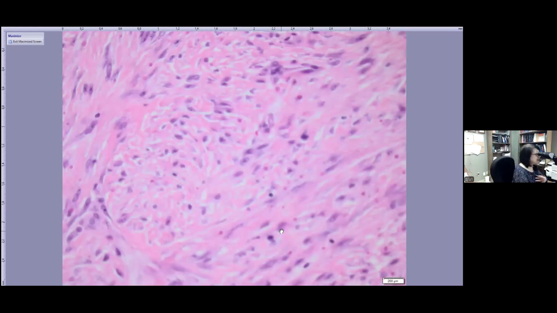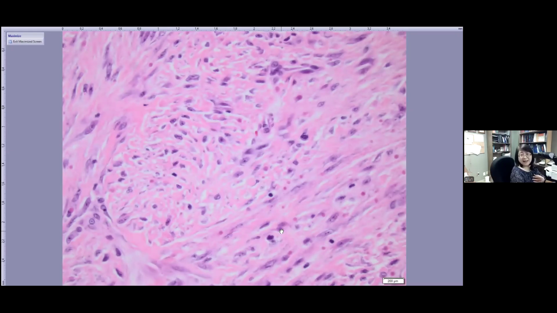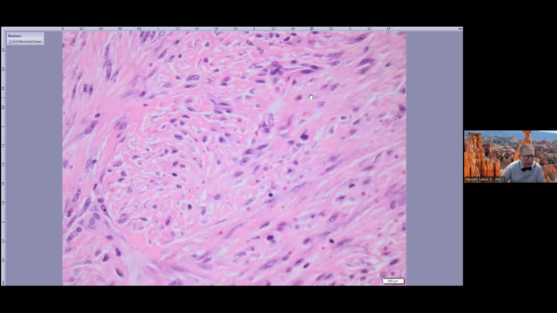That's my 40x. What did you see? In addition to those spindle cells, like plump nuclei, this is probably a mitosis. And fibrous background. And there's something interesting. Did you see those round structures? Yeah, you've got a lot of eosinophilic droplets of some sort. Yeah. Those eosinophilic droplets inside the cytoplasm, actually. Some are perinuclear.